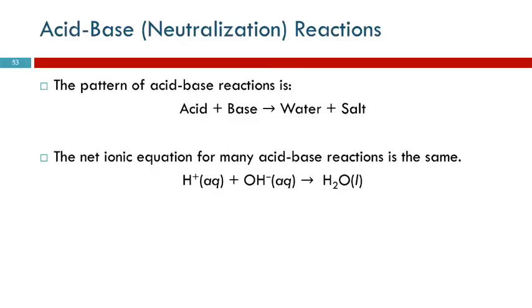Okay, so the pattern of the reaction is acid plus base yields water and salt. And what we'll see is the net ionic equation for many of these reactions ends up being exactly the same. Hydrogen ion from the acid with hydroxide ion from the base forming water. The salt here is usually soluble, and so the other ions that were with the hydrogen and the hydroxide just remain in solution as spectator ions.